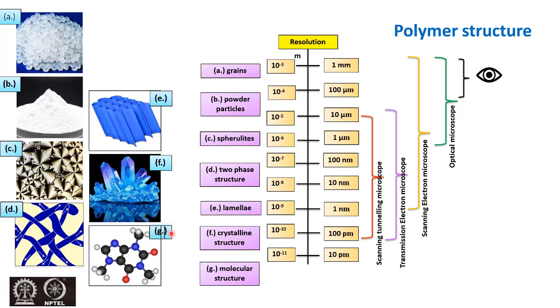As I told you, different regions have different resolutions. The grains and powder particles we can see with our naked eye, or in the optical microscope. Then we have the powder particles, and again spherulites. These we can see from the optical microscope. Then these are two phase structures and lamellar structures. These you can see from the scanning electron microscope. And then the crystalline structure and molecular structures, for this we have to go to the transmission electron microscope.